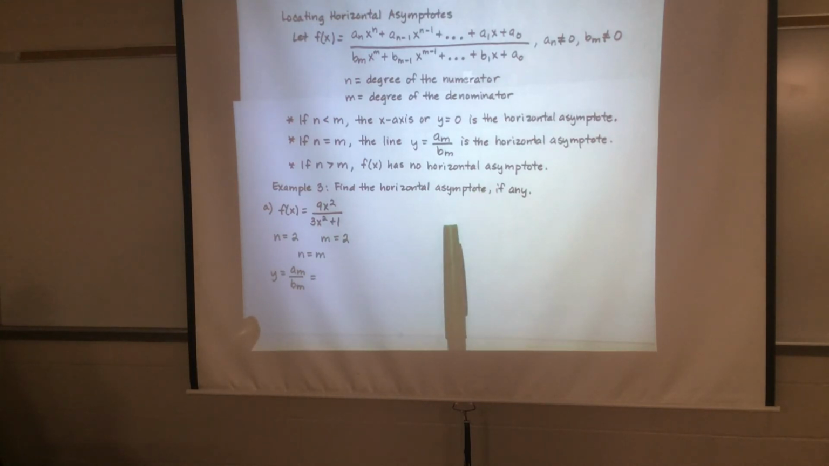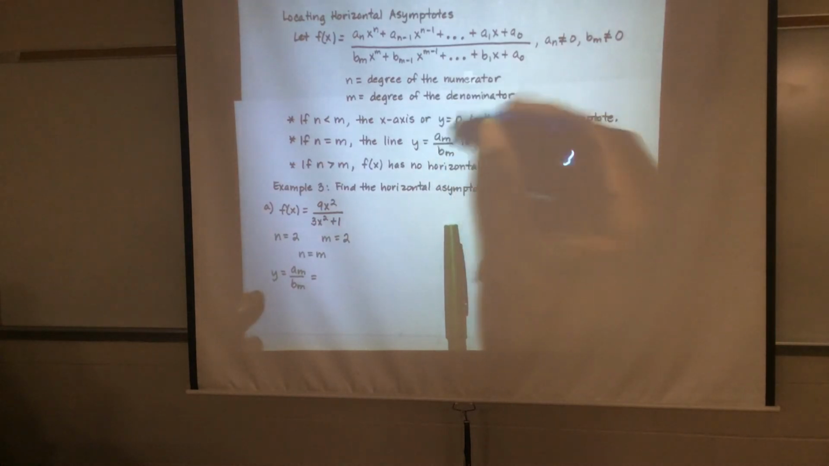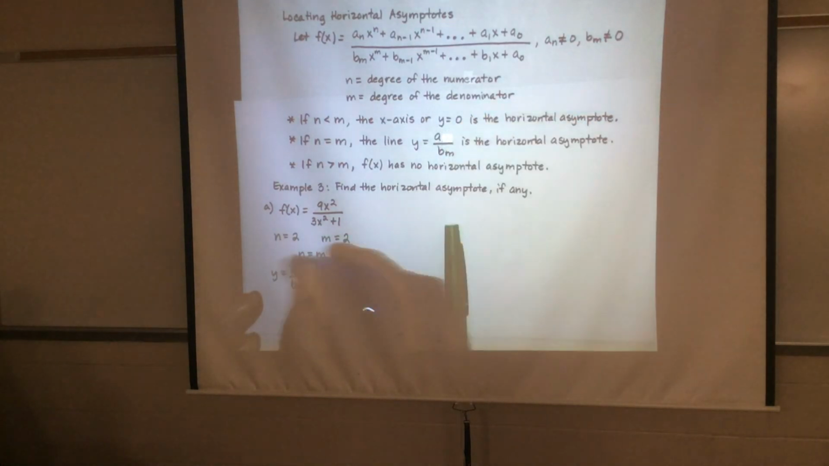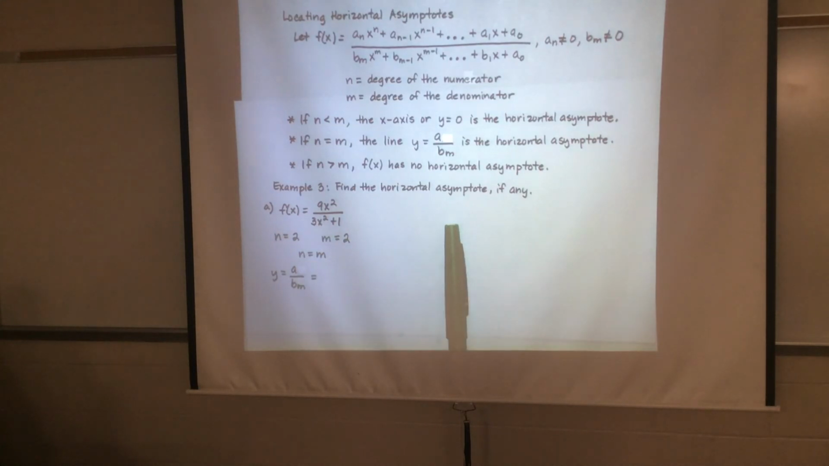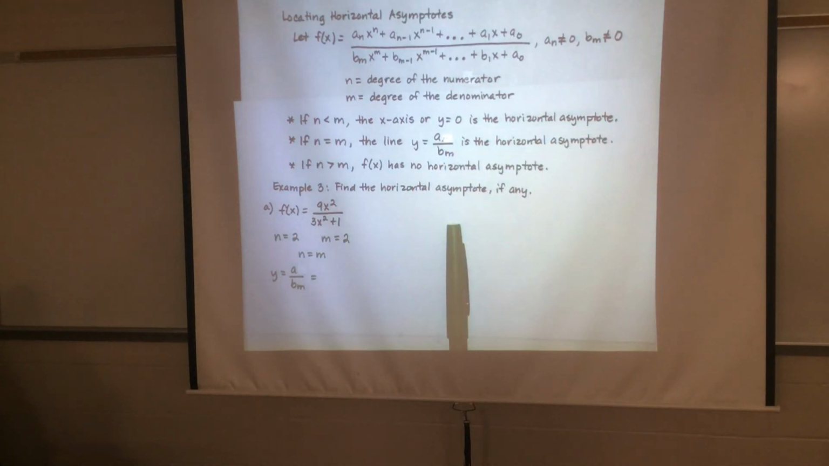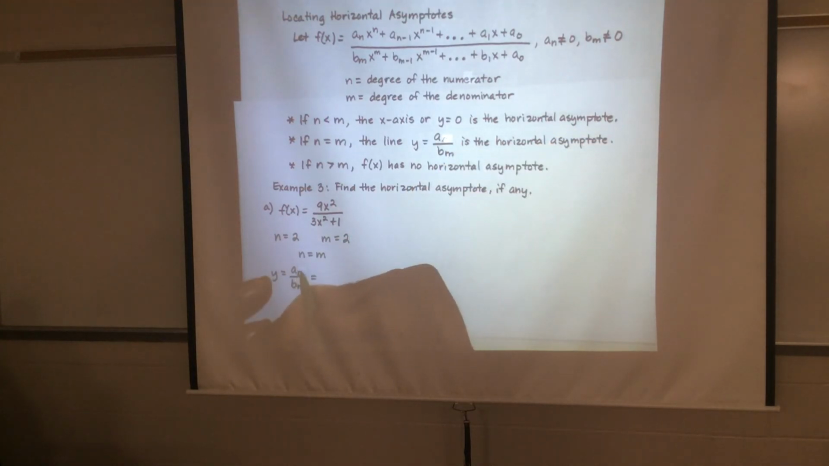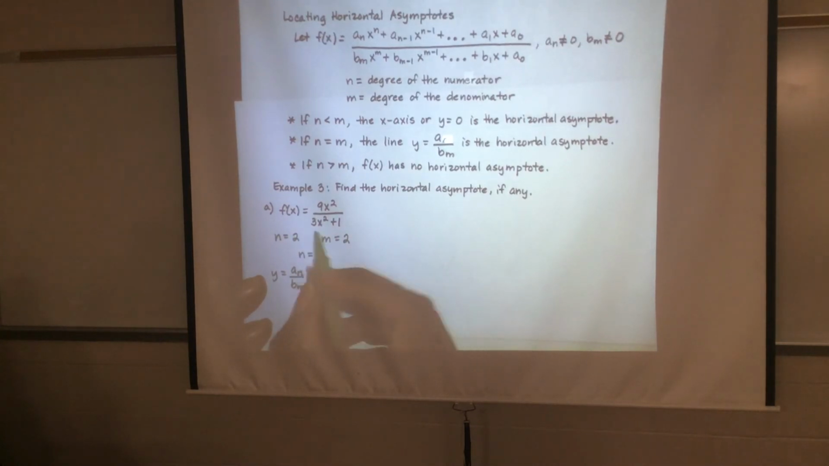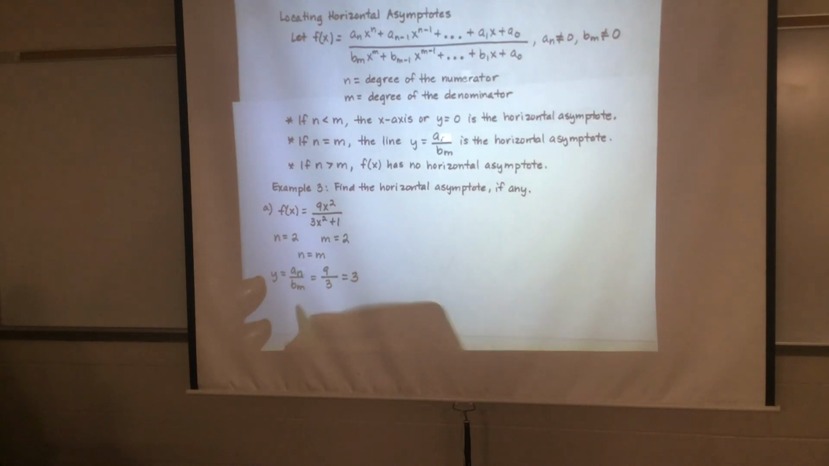I need to make a correction here. This is a sub n, not a sub m. A sub n is the leading coefficient in the numerator. In this case, it's going to be 9. B sub m is the leading coefficient in the denominator. That would be 3. 9 divided by 3 is 3. So the equation y equals 3 is the horizontal asymptote for that rational function.